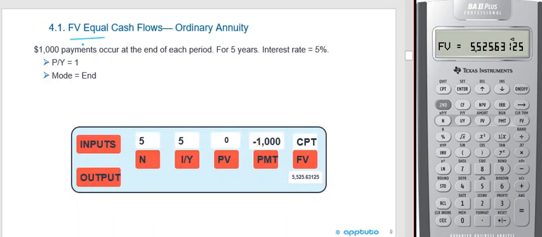Okay, now we're going to look at the future value of equal cash flows. We're going to call that an ordinary annuity because it's a series of cash flows, okay?